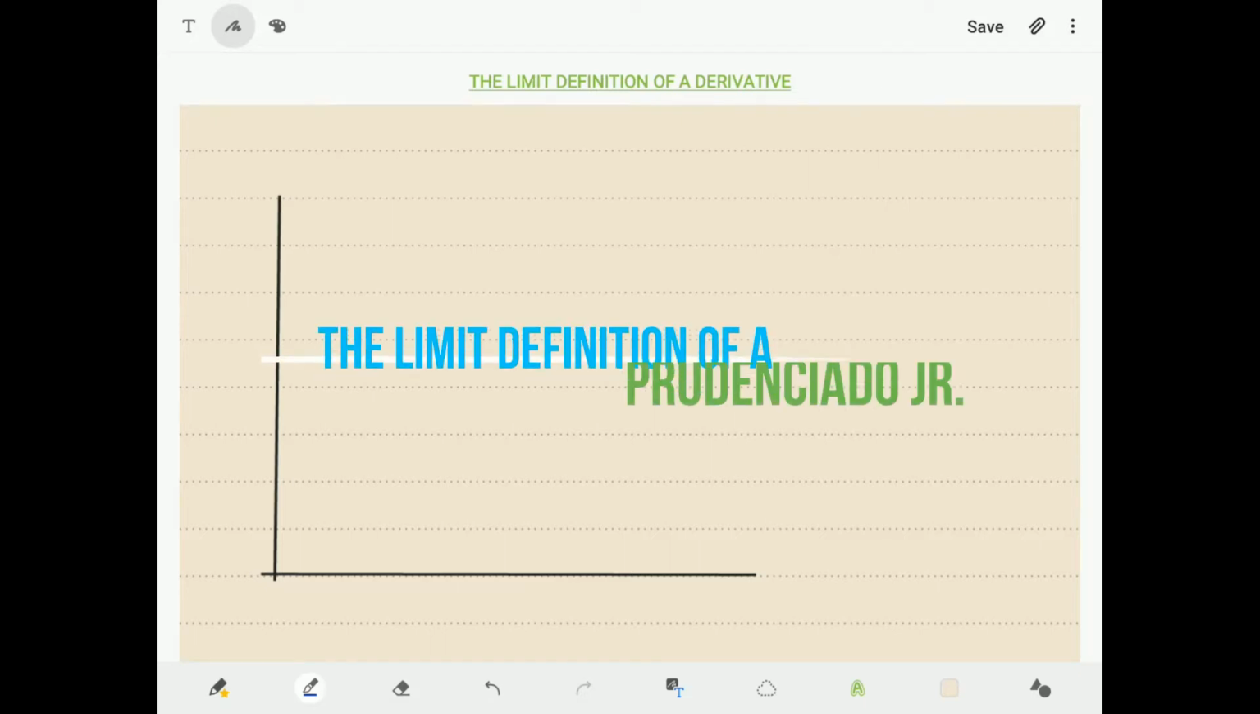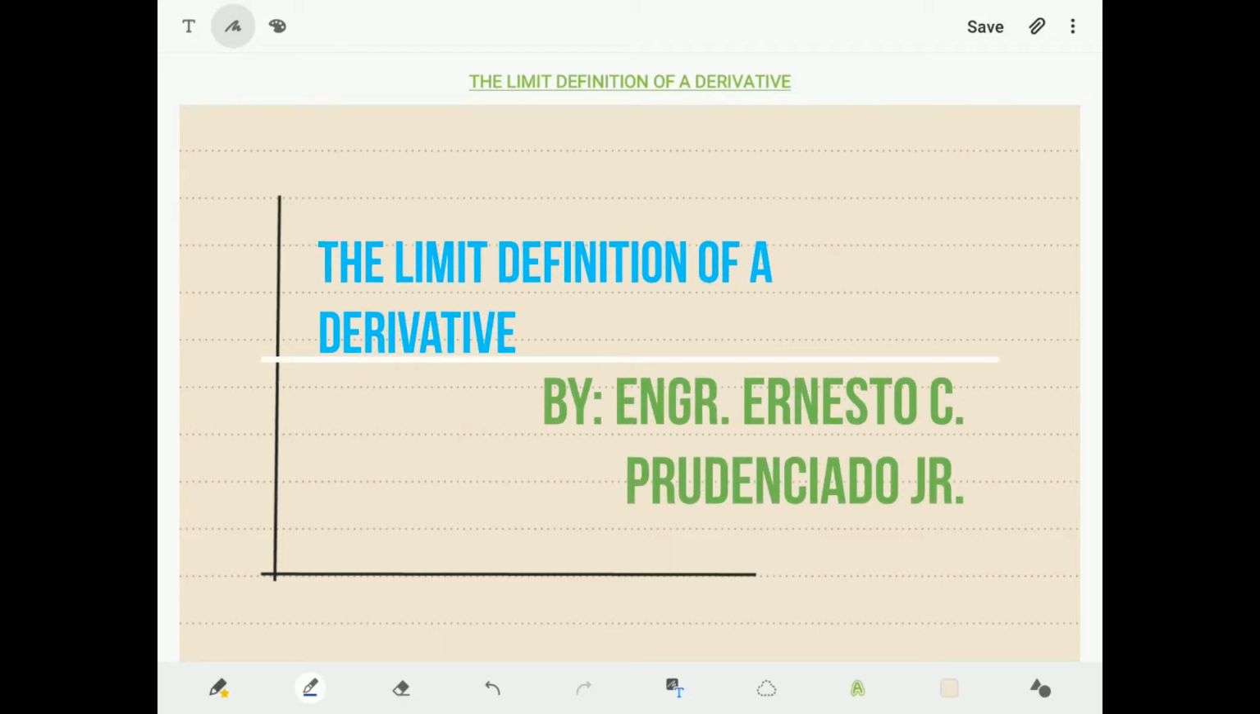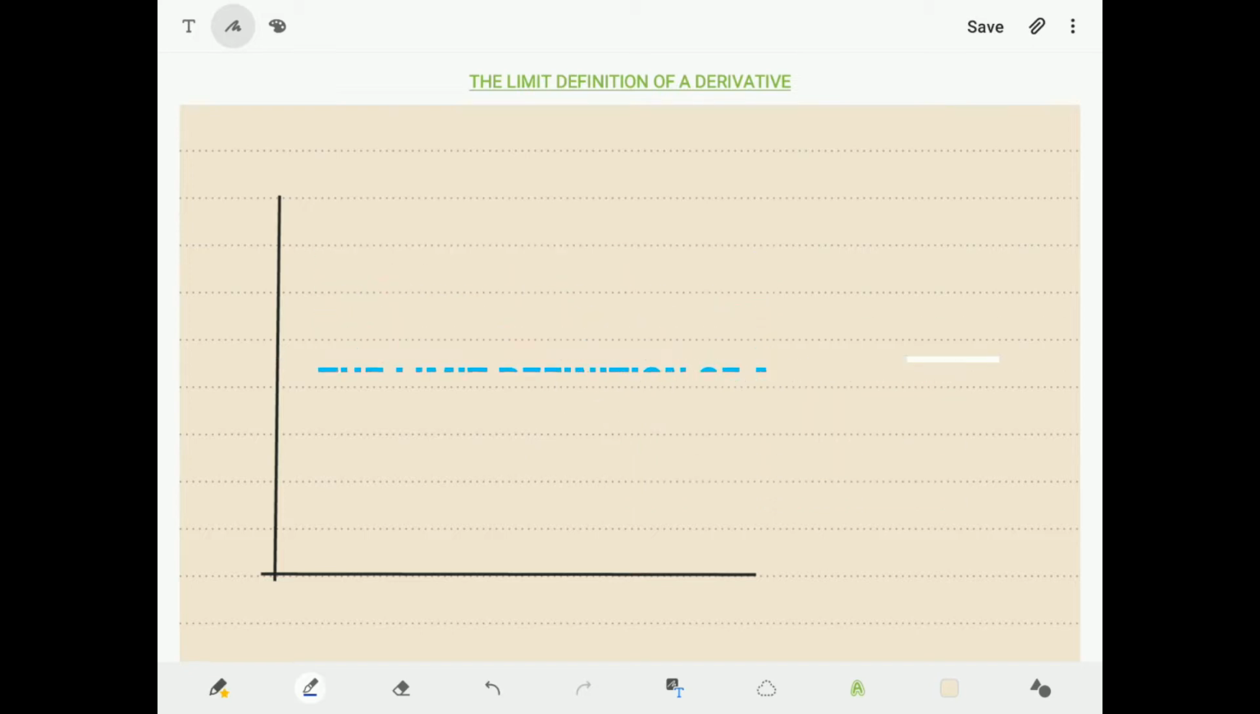Engineer Ernesto C. Prudenciado Jr., and I'm going to discuss today the limit definition of a derivative. In your previous discussion, we already discussed limits using algebraic functions or L'Hopital's rule, but this time around I will discuss the limit using the derivative. But first, we will discuss the basic function of a derivative.